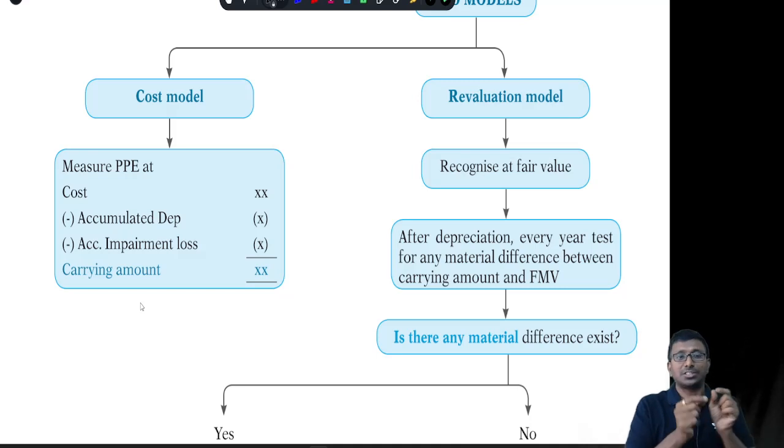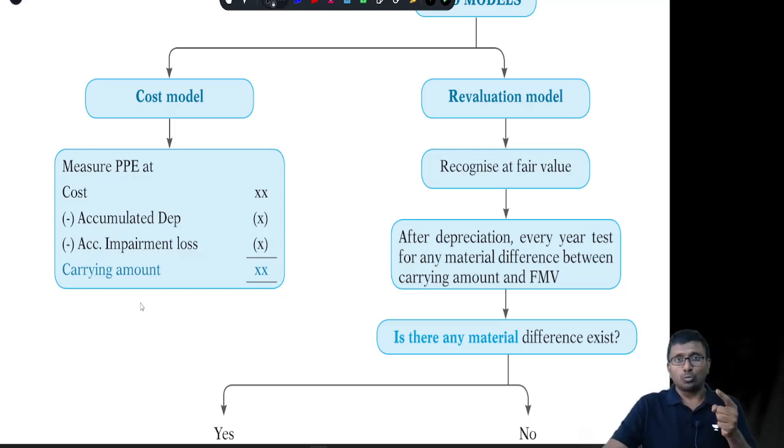Then after depreciation, that book value should be compared with fair market value on the balance sheet date. If there is a significant difference, then formal valuation will be happening. If there is no significant difference, then we will say it's okay, ignore it for the current year, and relook at it at the end of the next year.